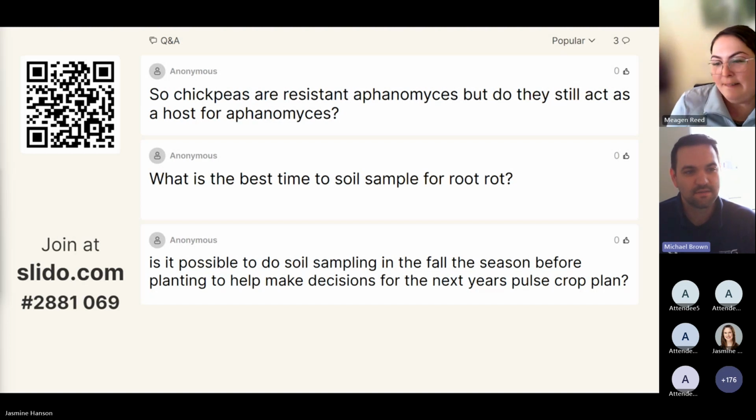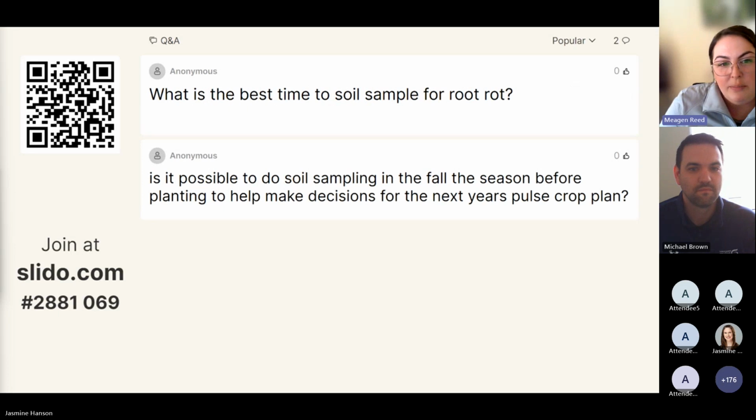Chickpeas are resistant to Aphanomyces, but do they still act as a host for Aphanomyces? So chickpeas are resistant. They will not contribute actively to building your Aphanomyces oospore inoculum in the soil.